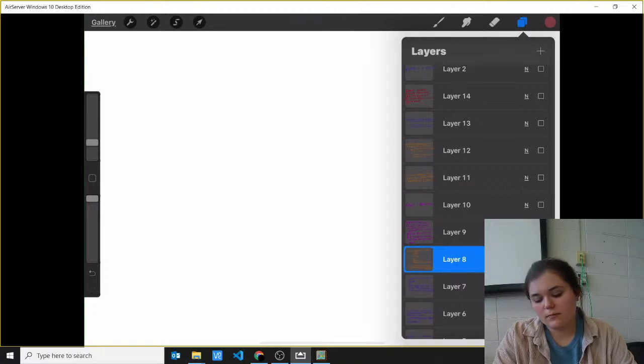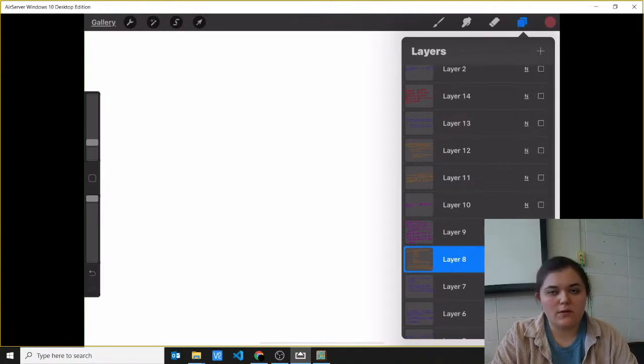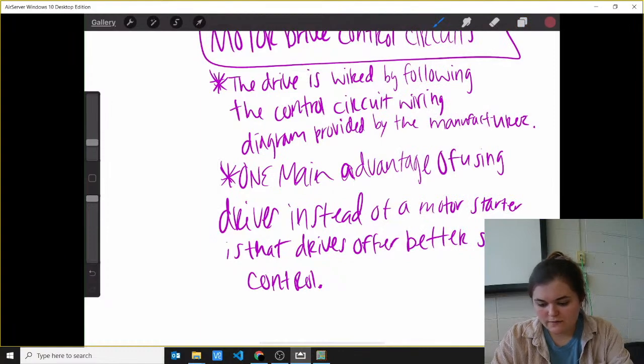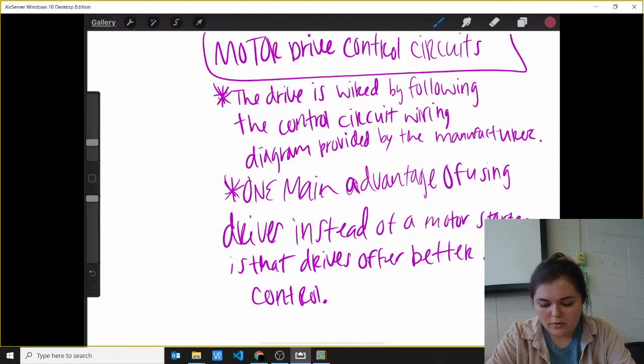Pretty much, yeah. Like, once you have all that wired up, you can control everything through that drive. That's why they make your life easier. You know what I mean? Like, you don't have to wire it up a certain way if it's wired up correctly with the VFD. So, let's see. So, motor drive control circuits. The drive is wired by following the control circuit.